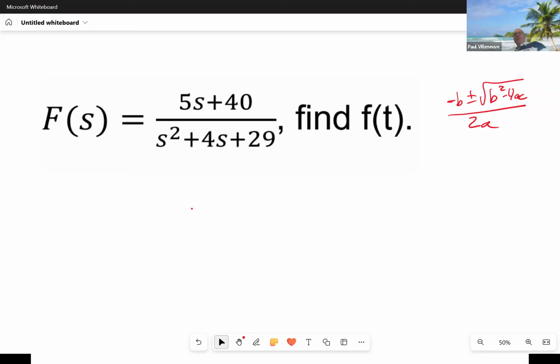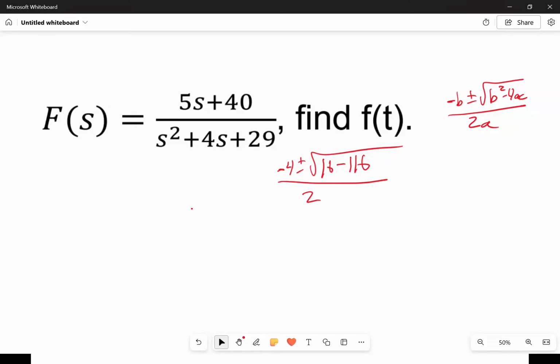All right, let's try it. Quadratic equation, like everybody said: negative b plus or minus the square root of b squared minus 4ac, all over 2a. Anybody else get that? Yep.